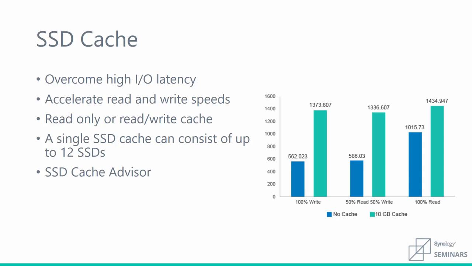There are actually two different ways you can implement an SSD cache. You can have one SSD, which will be a read-only cache, or two or more, which will be a read-write cache. You can currently use up to 12 SSDs in a single cache.